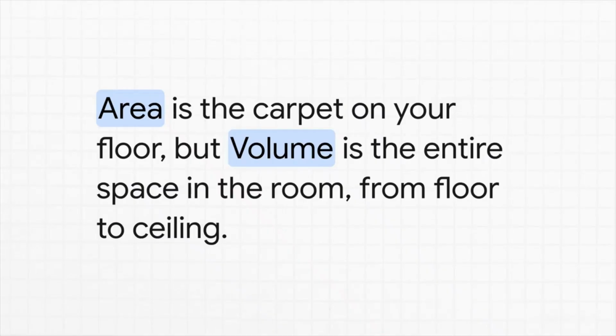And hey, just to take it one step further, let's quickly talk about volume. So if area is like the carpet on your floor, a flat 2D surface, then volume is the entire space inside the room, from the floor all the way up to the ceiling. It's the difference between a rug and all the air in the room you have to heat or cool.